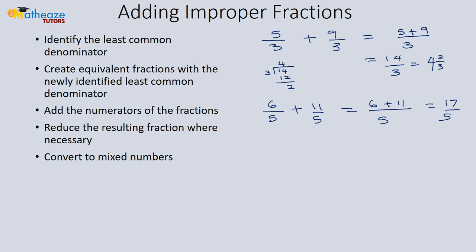The same happens here. We have 17 divided by 5. We get 3 full times. 3 times 5 is 15. And then we subtract, that gives us a 2. So this is going to give us 3, 2 over 5.